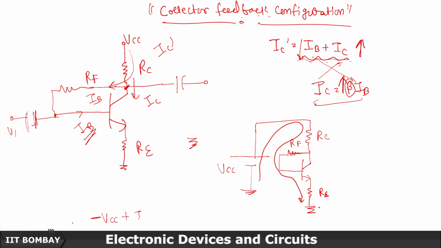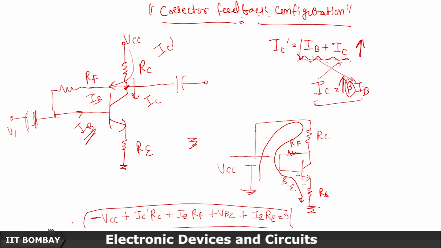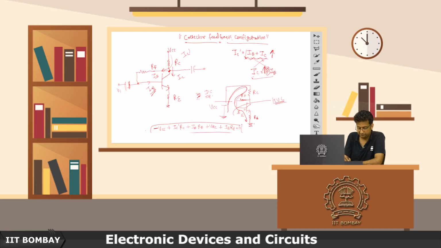plus IC dash RC plus IB dash RF, plus VBE, this is the voltage drop across here, base to emitter, plus IE into RE equal to 0. So this is the equation I got by applying Kirchhoff's voltage law in this particular loop. I have done nothing, just used the DC equivalent of this and applied KVL, very simple, as I did in the other configuration case.